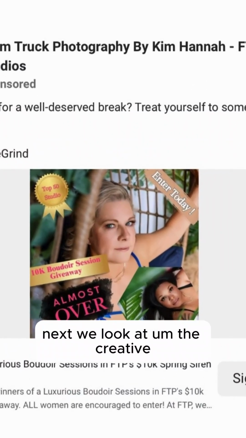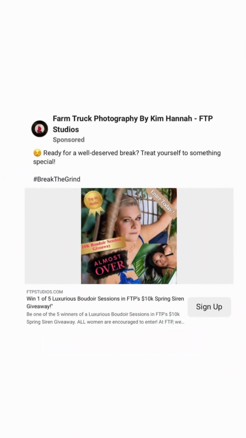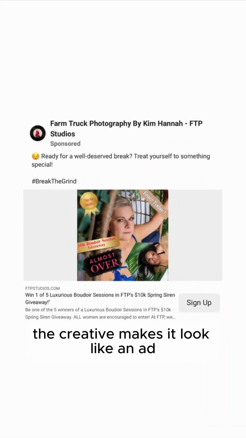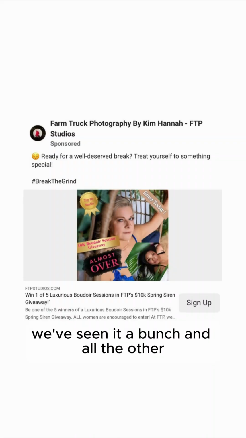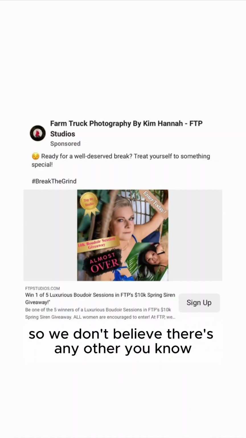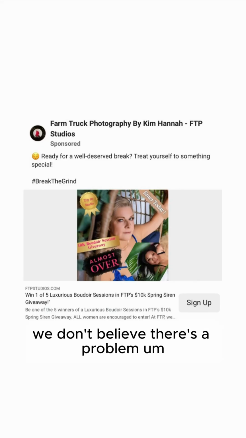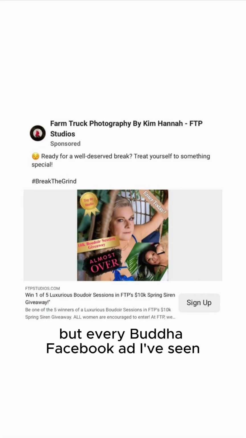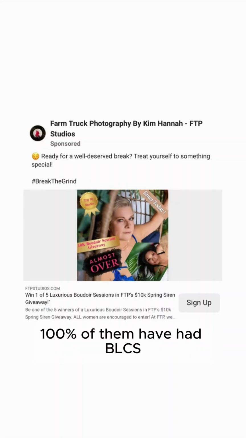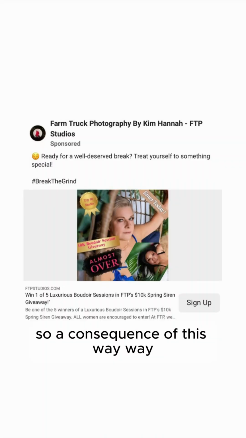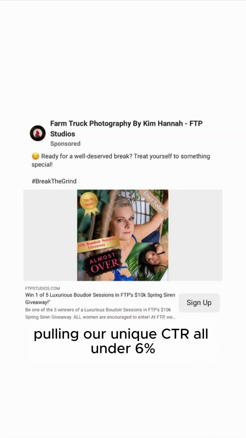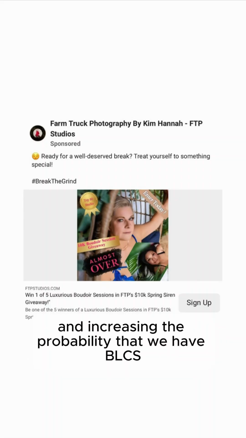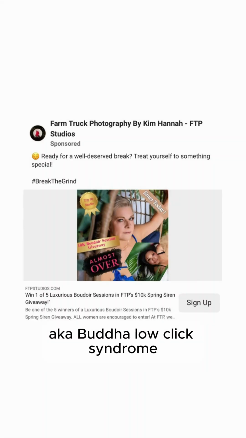Next, we look at the creative. All right, yeah, it looks like an ad mistake here in the photo. The creative makes it look like an ad. The false belief that causes us to make this mistake is, well, we've seen it a bunch, and basically all the other Boudoir Facebook ads we've seen. So we don't believe there's a problem. We didn't even know we're making a mistake, but every Boudoir Facebook ad I've seen, I've tested, I've seen the backend metrics, 100% of them have had BLCS, Boudoir low click syndrome, because everyone's making the same mistakes as everyone else. So the consequence of this is way more women scrolling by our ad than necessary, pulling our unique CTR under 6%, and increasing the probability that we have BLCS, aka Boudoir low click syndrome.